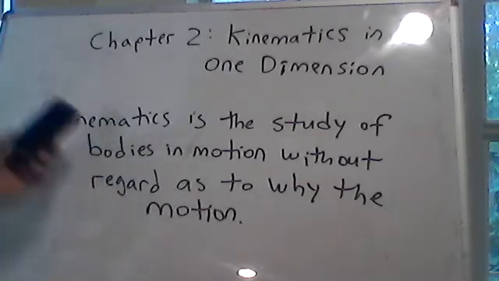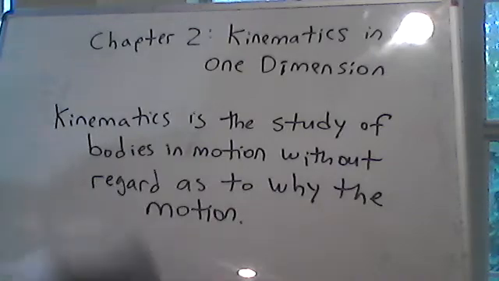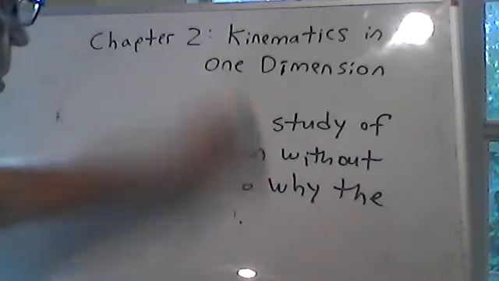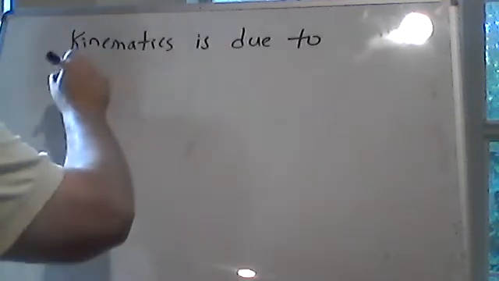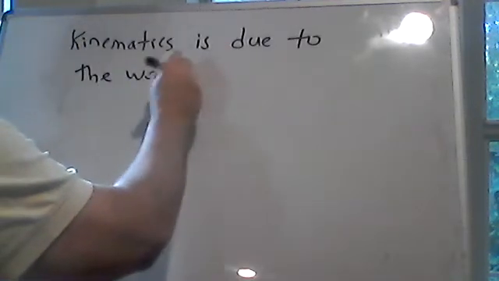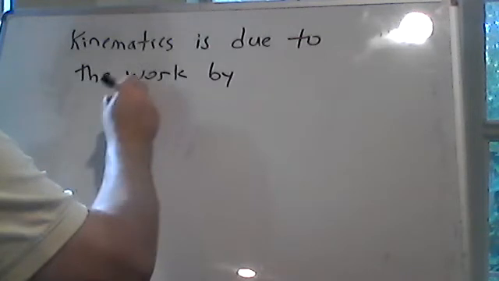And I'll explain why we're not asking the why questions yet. Again, Chapter 2 is the study of kinematics in one dimension. Chapter 3 will be kinematics in two dimensions, right? And so Galileo is responsible for kinematics. Kinematics is due to the work by Galileo Galilei.